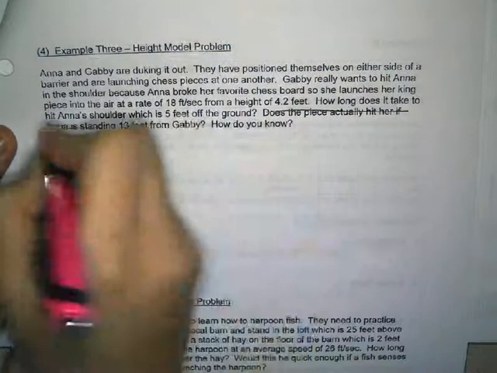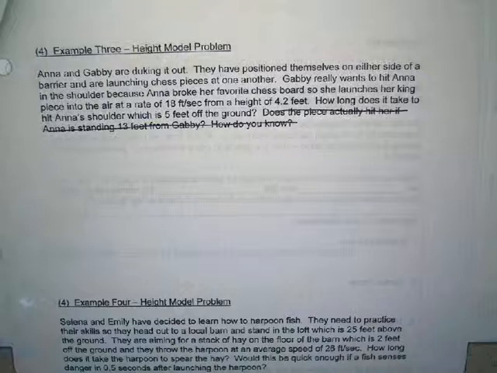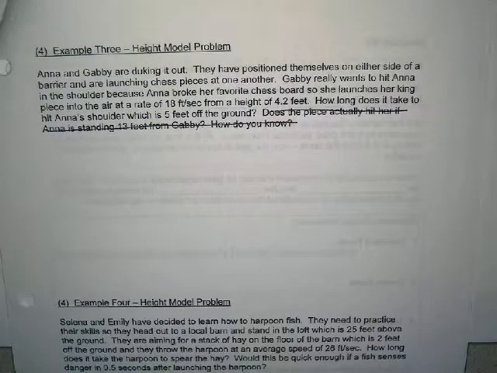Gabby really wants to hit Anna on the shoulder because Anna broke her favorite chessboard, so she launches her king piece into the air at a rate of 18 feet per second from a height of 4.2 feet. How long does it take to hit Anna's shoulder, which is 5 feet off the ground? And does the piece actually hit her if Anna is standing 13 feet from Gabby? How do you know? I want you initially to cross off that piece. We're not going to get into that right now. We're just going to answer the first question.